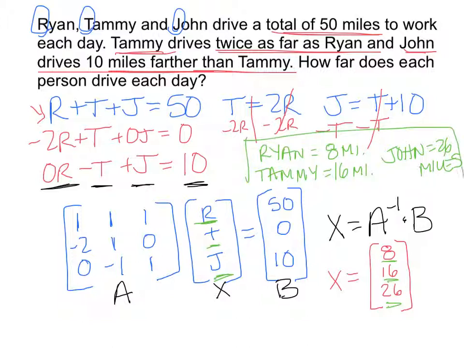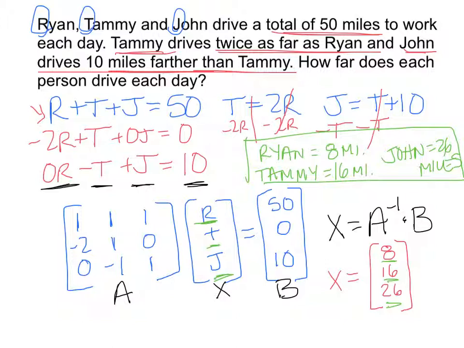Now think about that. Think about this situation. It says Tammy drives twice as far as Ryan. Yeah, 16 is twice 8. And it says John drives 10 farther than Tammy. And 16 plus 10 is 26. So I can feel pretty confident about the solutions that came out when I did A inverse B calculation with my calculator.